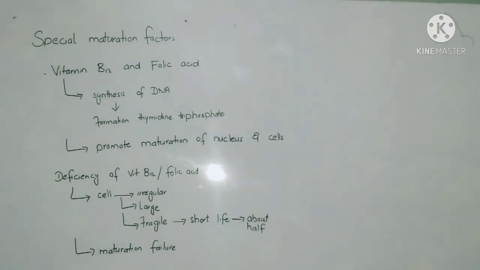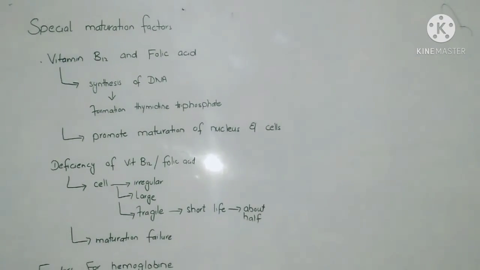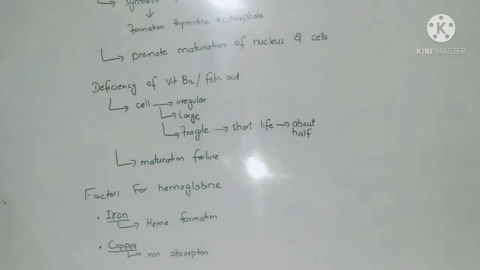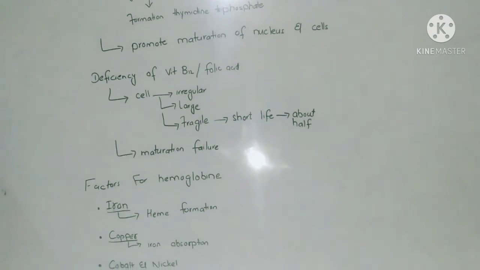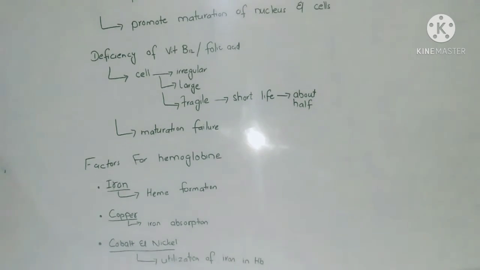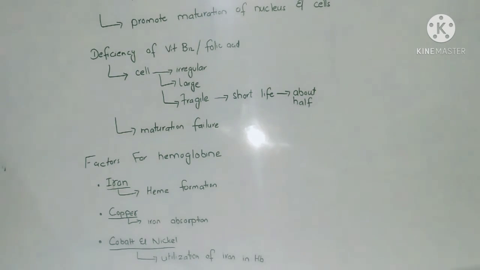Special maturation factors are vitamin B12 and folic acid, for the synthesis of DNA and formation of thymidine triphosphate. Thymidine triphosphate production depends upon vitamin B12 and folic acid, and TTP in DNA of RBCs causes their maturation. Thus, vitamin B12 and folic acid promote maturation of the nucleus and cells. Deficiency of vitamin B12 and folic acid leads to irregular, large and fragile cells. Fragility leads to a short life, about half the life of normal RBCs, and maturation failure.